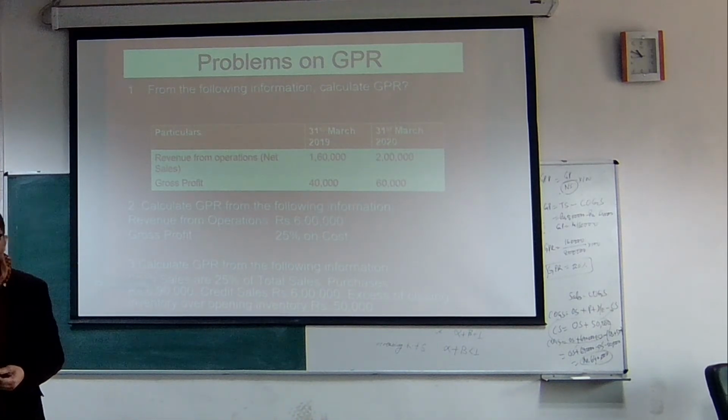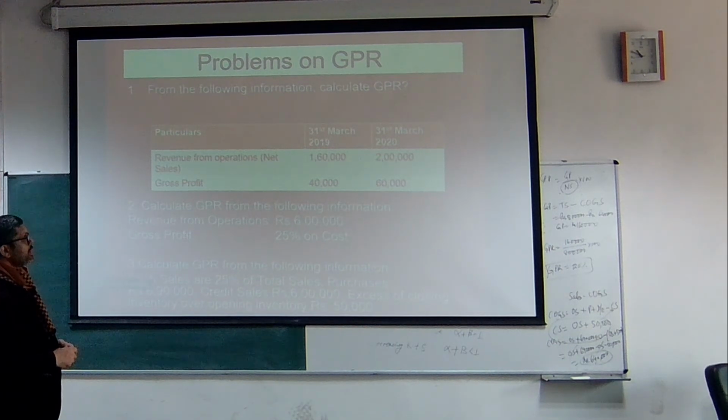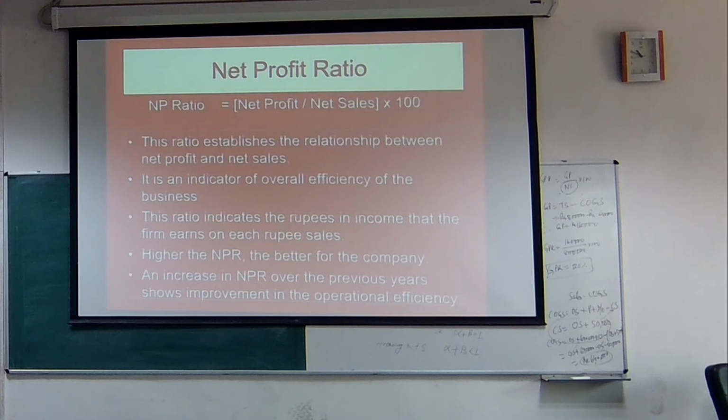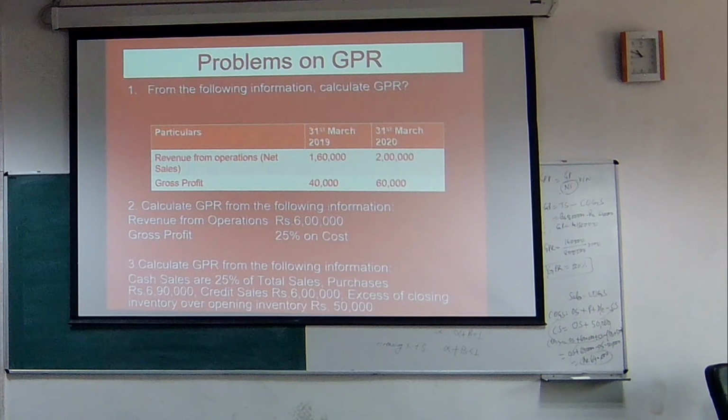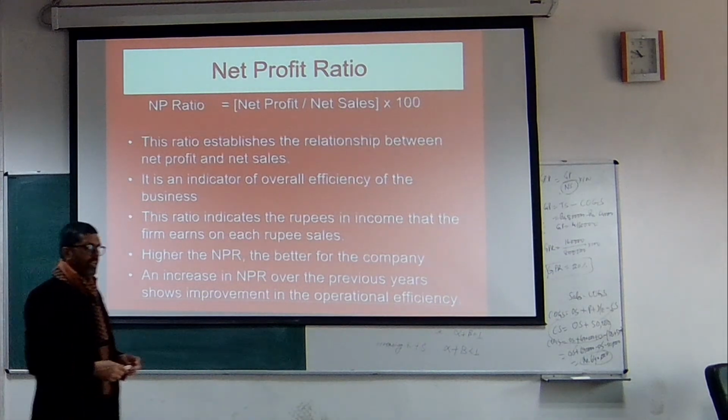Is it clear? Is it okay? Right. So this is gross profit ratio. If you have completed the first one, okay, now moving down to the second one, that is net profit ratio.